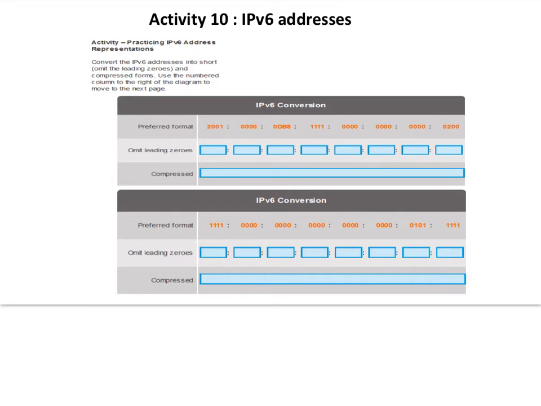The second rule is simply to replace consecutive zero hextets with double colons. So we can replace those repeated zero hextets with a double colon. And we are allowed to do this only once in the IP address. So we cannot use it twice.